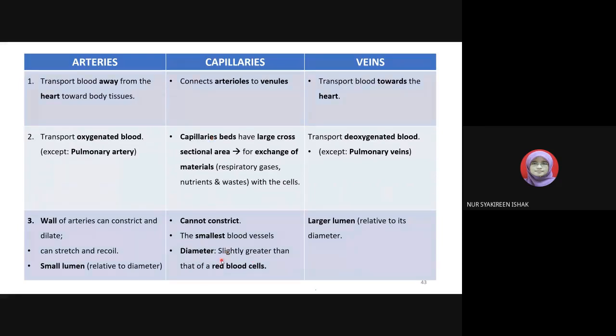Okay, so this is to ensure that there is efficient diffusion of nutrients and also oxygen out of the red blood cells into the interstitial fluid into your body cells. And in the opposite direction, your body cells produce carbon dioxide and metabolic wastes that will diffuse out of the cell into the interstitial fluid and into your blood capillaries. So the process is just through diffusion, okay?